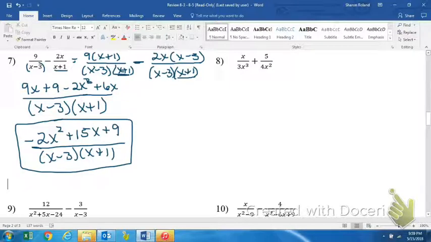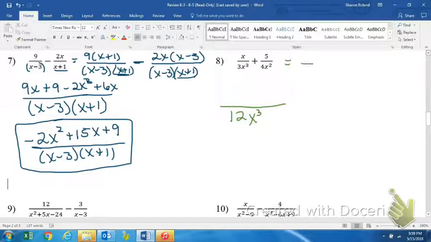Number 8, we have to get the common denominator. So first look at the numbers. A number that both 3 and 4 divide into is 12. And you have to have at least 3 x's. And then now step back and look. 3 divides into 12 4 times. You have at least 3 x's. 4 divides into 12. And you have more than enough x's to go into it.